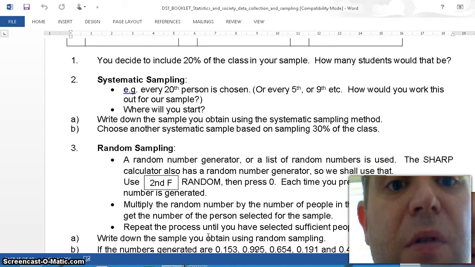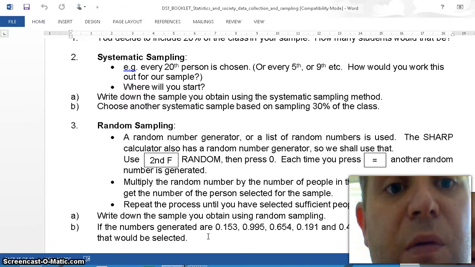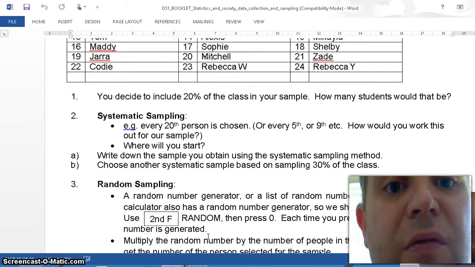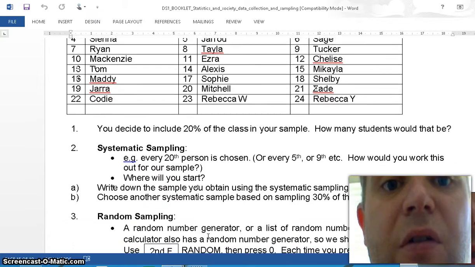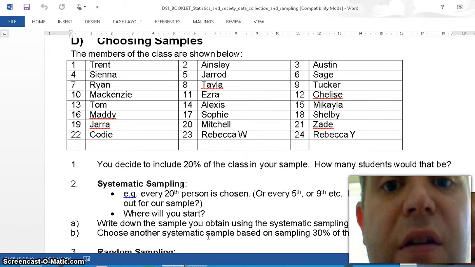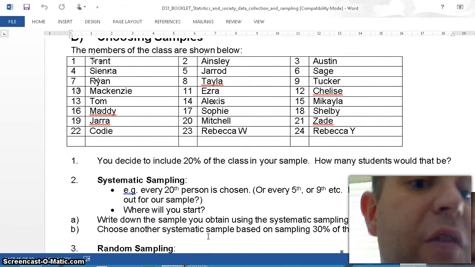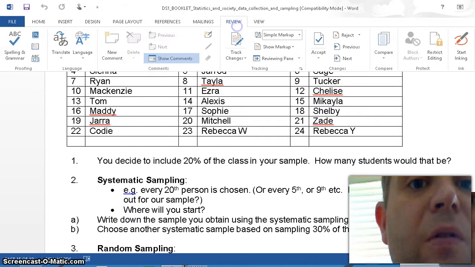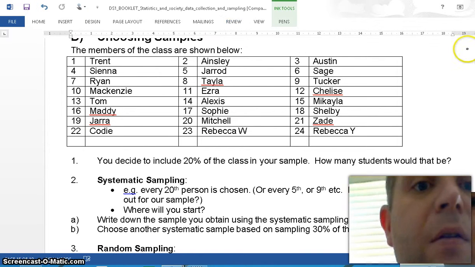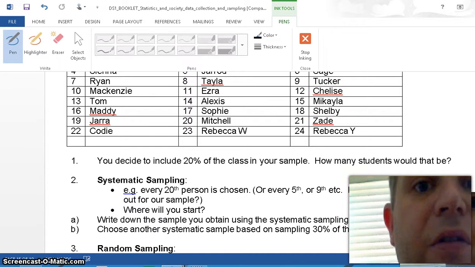Systematic sample. Write down a sample you obtain using a systematic sample. We could go every first, every third person, every fifth person, just trying to get a decent sample. So in this case we want 20%, so we're going to go with every fifth person. So we'd ignore, just going through and we'll highlight which students we're going to select.